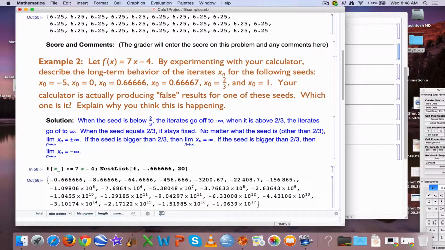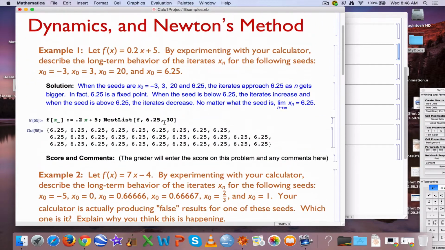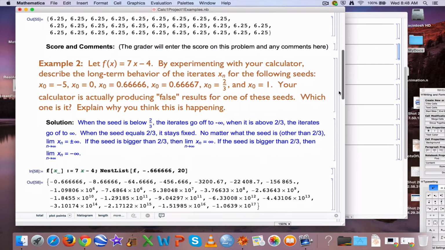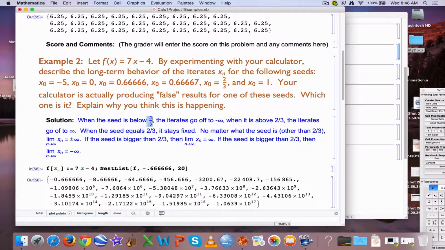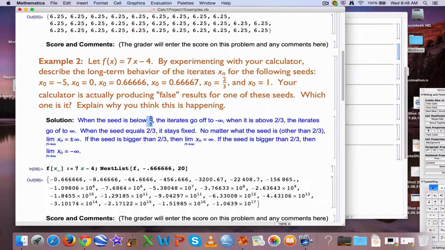So 2/3 is a fixed point like 6.25 was for example 1. However, it's a different kind of fixed point. You might call this fixed point up here an attracting fixed point because it's attracting the other seeds. And you might call this one, 2/3, repelling because if you start just barely away from 2/3, the iterates go away. That's a repelling kind of fixed point.